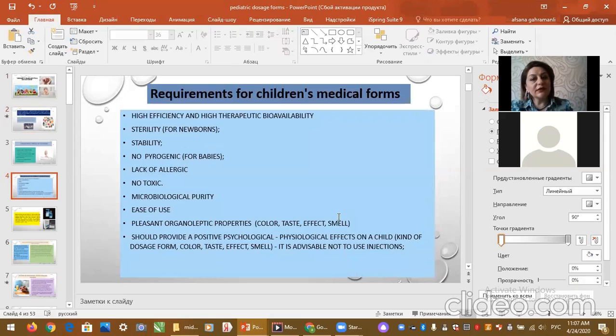Requirements for children's medicinal forms. Which requirements? High efficiency and high therapeutic bioavailability. Sterility for newborns. Stability. No pyrogenicity for babies, lack of allergenicity, non-toxic, microbiological purity, ease of use, pleasant organoleptic properties such as color, taste, effect, smell. They should provide a positive physiological effect on a child: kind of dosage form, color, taste, effect, smell. It is advisable not to use injections.